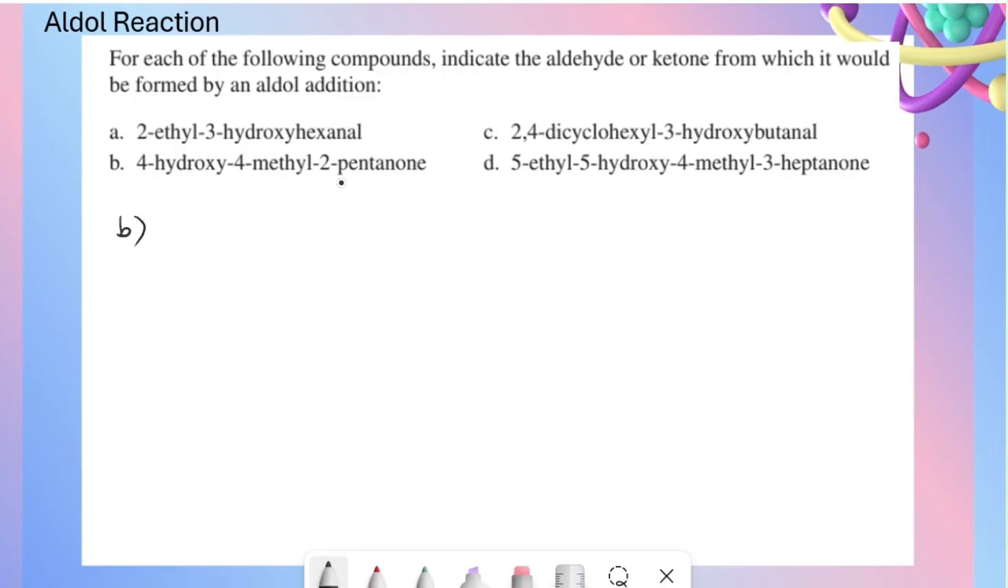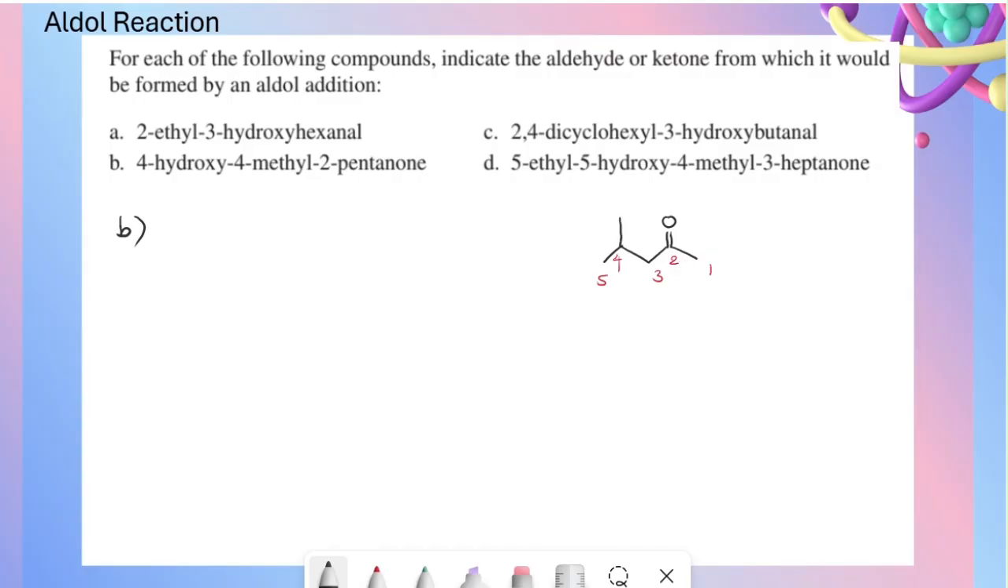Now let's check for the product B. The IUPAC name of the product B is 4-hydroxy-4-methyl-2-pentanone. So it's a ketone. So the reactant will also be a ketone. Let's see what ketone it is. Pentanone, you write down 5 carbons and you see at the second position there is a ketone like this. So I would prefer numbering it this way.